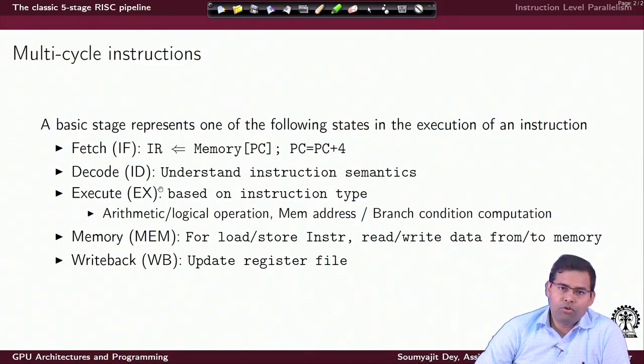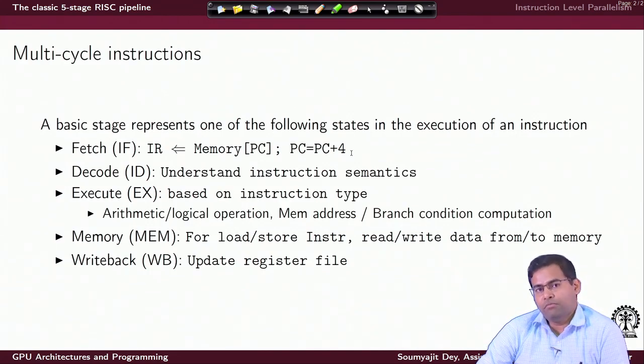This is noted down here in terms of standard mnemonics: the content of the memory location pointed to by the program counter is loaded into the instruction register, followed by the program counter being incremented by 4. Why? Essentially, memory is byte addressable and the memory word length is 32 bits, so we get the next program counter value by incrementing the current value by 4.